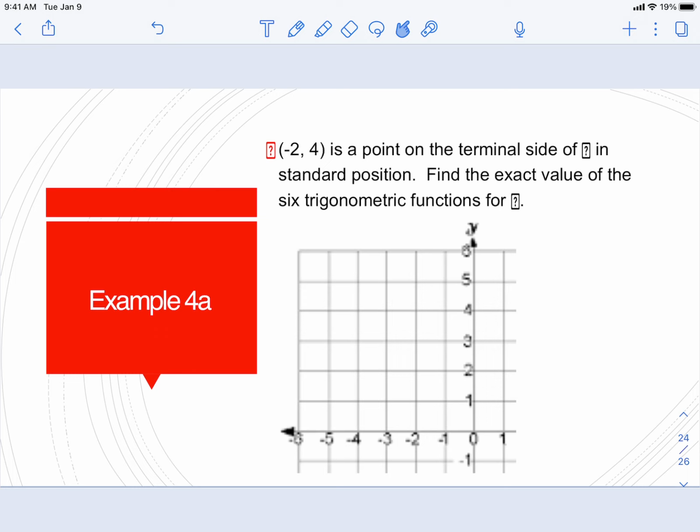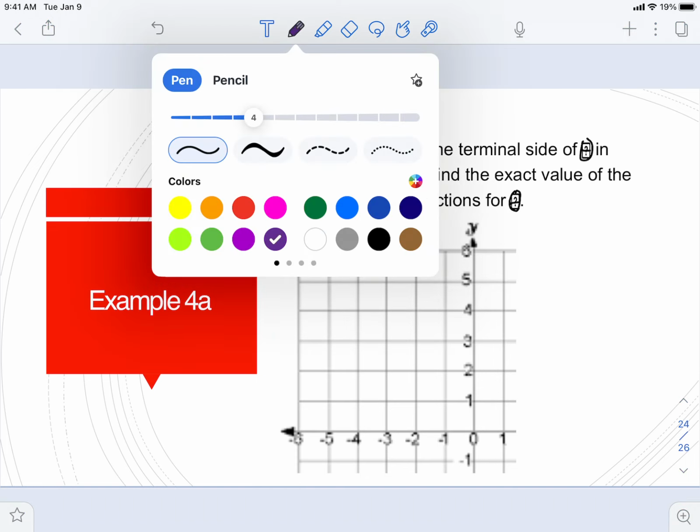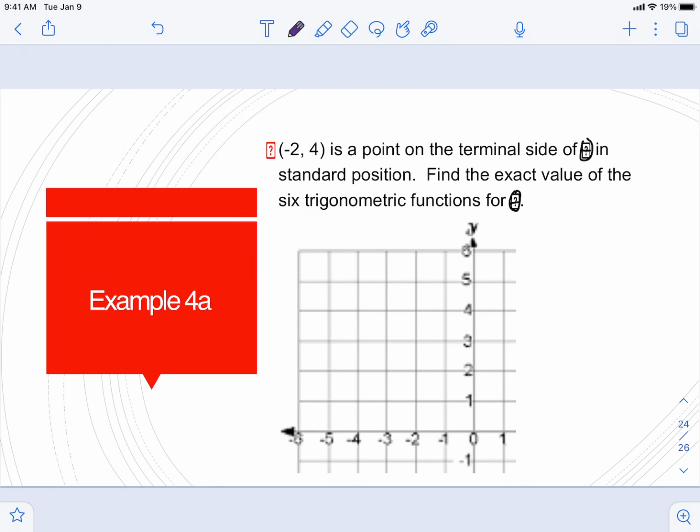All right, so this is a typical problem. We've got a point, -2, 4 on the terminal side of theta, that should say theta, not the question mark. And we want to know what are the 6 trig ratios for theta. So the first thing I'm going to do is plot the point -2, 4 right there.